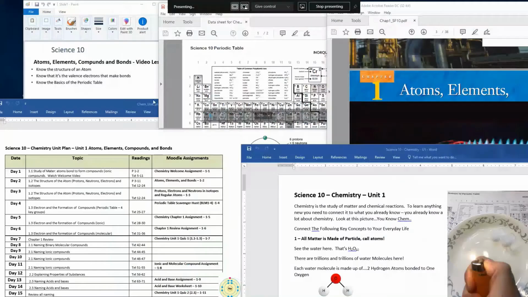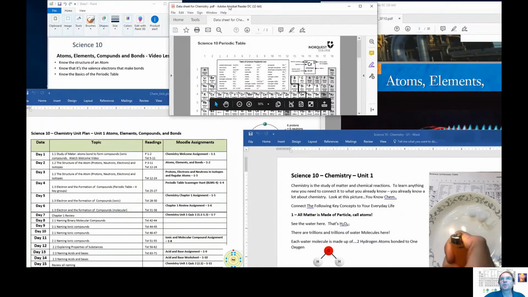All right, here we are. Make sure for sure that you printed the periodic table. You absolutely have to have it every day, and you'll be using it in this lesson, so I have it right beside you right now.